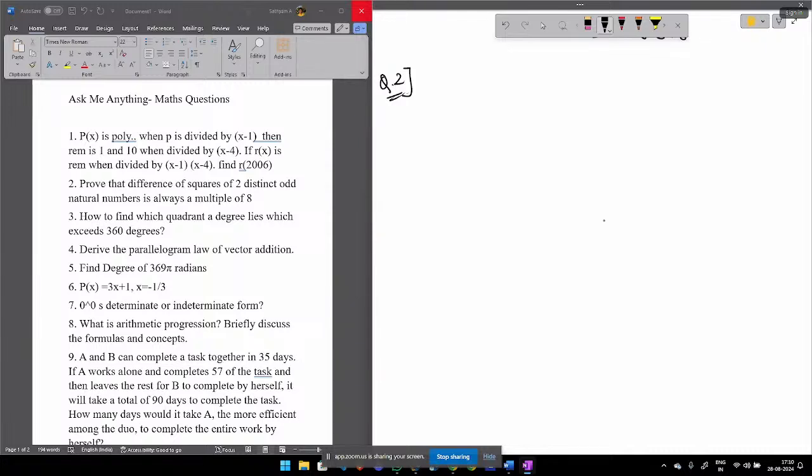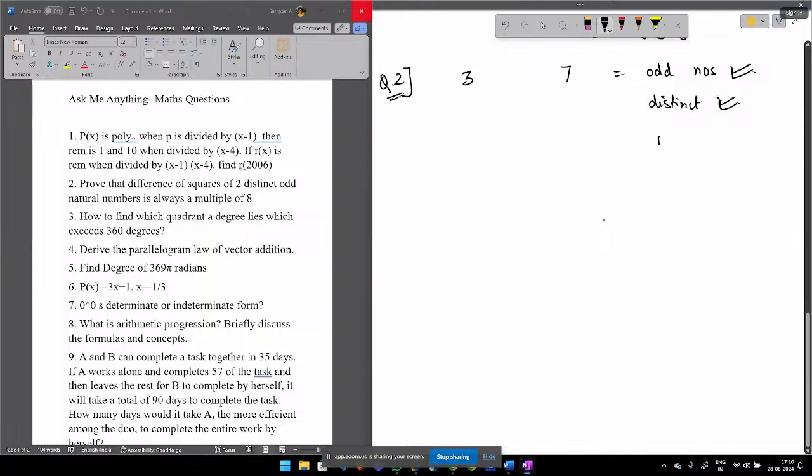Meaning, I have taken an odd number. Okay, just for convenience we are taking two odd numbers. Give me any two odd numbers. Let's take 3 and 7. Okay, what are 3 and 7? Both are odd numbers. Condition number 1 satisfied, yes. They are distinct, yes. And they are natural numbers, right. Okay, so the next thing which they are saying is that the squares of both numbers. What is the square of 3? It is 9. What is the square of 7?